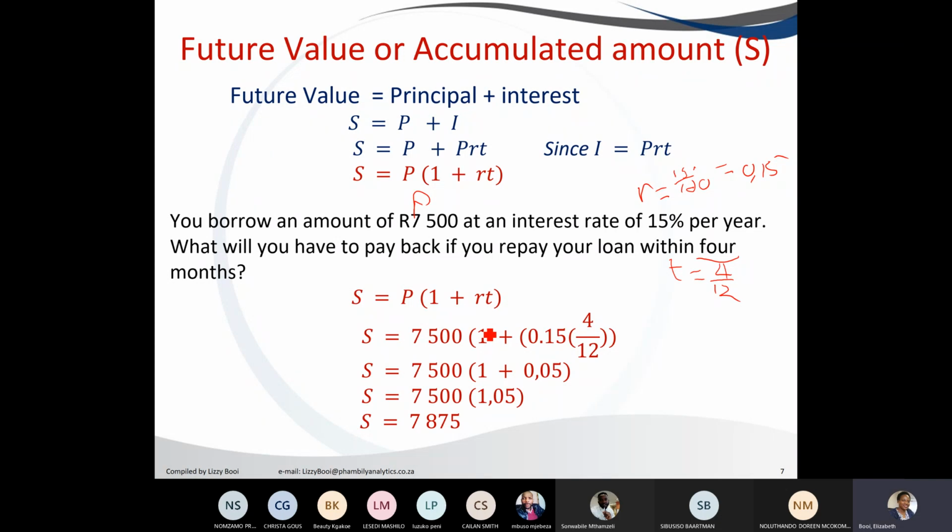And that is the future value of this 7,500 that is payable within 4 months at a 15% rate.